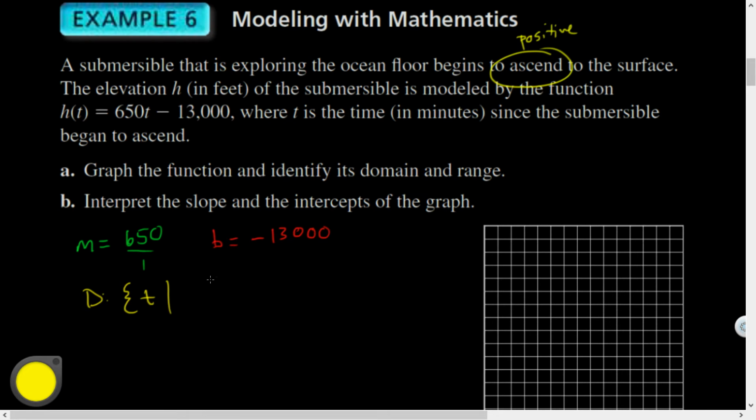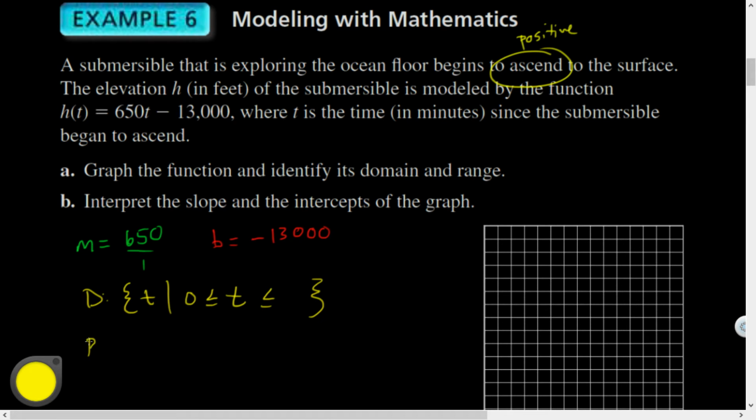But I also am expecting what happens once it reaches the surface. It can't keep ascending, right? Like submarines can't fly. No. So I'm going to write this as 0 is less than or equal to t is less than or equal to some yet to be determined time when it reaches the surface, because it can't keep just floating into the sky, into space forever. We don't have those kinds of submersibles yet.